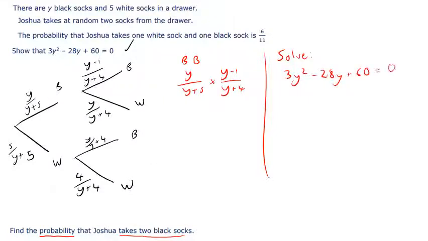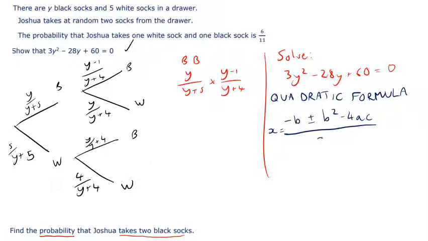So what type of equation is this? This is a quadratic equation, isn't it? Because it's got a y squared in. Now, because this is quite a difficult quadratic, and this would be a calculator question, we are going to solve it using the quadratic formula. So many steps here. The quadratic formula is this. And in this case, A is 3, B is minus 28, and C is 60.